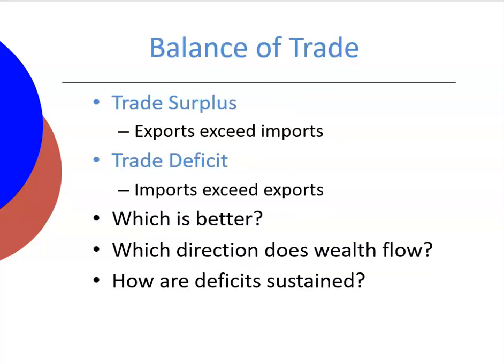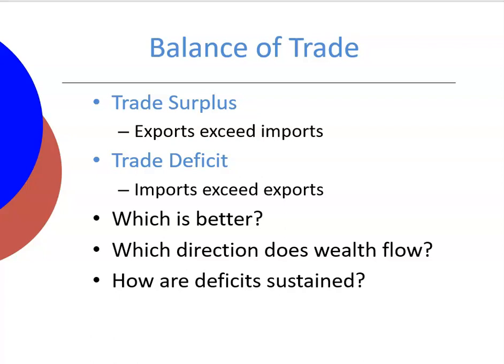Balance of trade. So we talked about which is better, imports or exports. We talk about a trade surplus when our exports are more than our imports. And a trade deficit when it works the other way, when we're bringing in more than we're sending out. And again, financially, it's much better to have a trade surplus. And the wealth flows into the country as opposed to out.